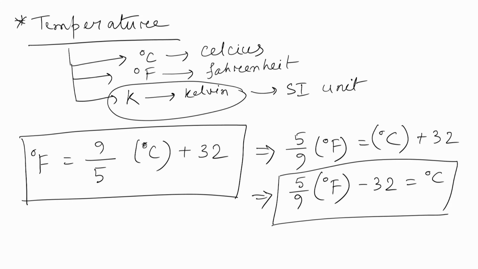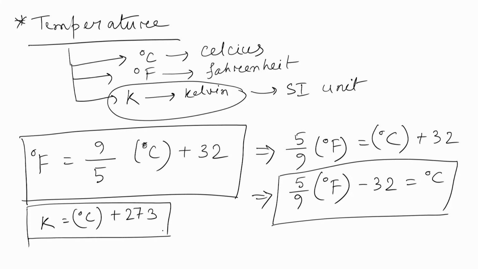With Kelvin, it's a very simple relation. Kelvin is equal to degree Celsius plus 273. Or we can say degree Celsius is equal to Kelvin minus 273. Now let's see some examples.